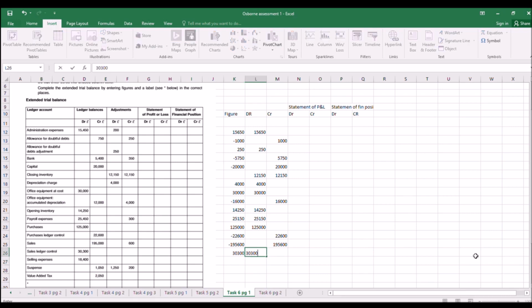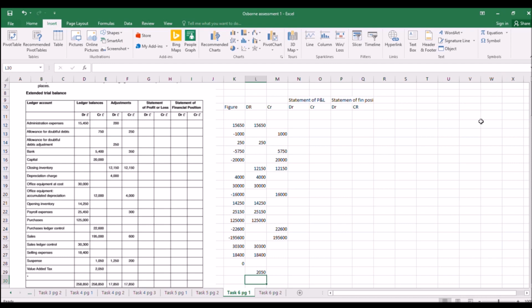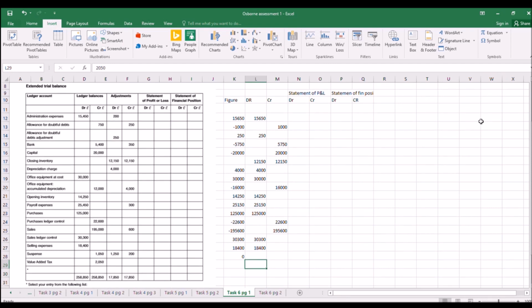There's our asset of the amounts that our customers owe us, and here our selling expenses 18,400. Our suspense account all goes down to 0, and the 18,400 expenses is there, and the VAT is our liability of 2,050. Okay, sorry, it's a minus 2,050, and so that would be our credit there.